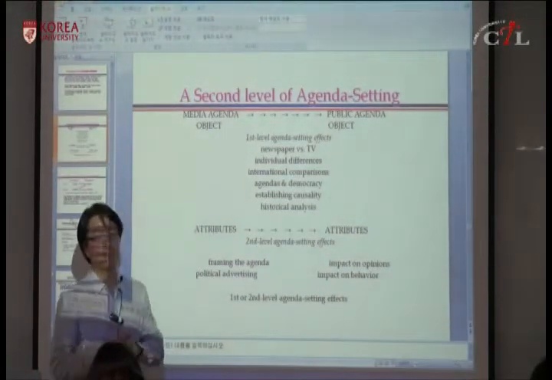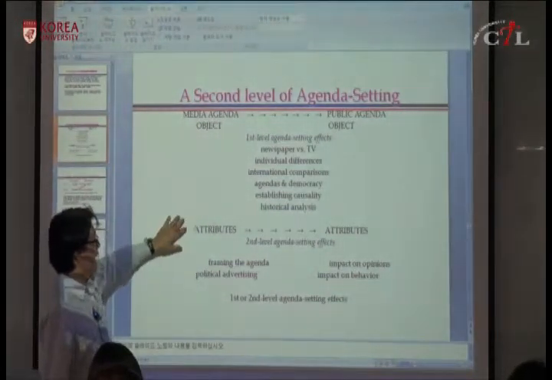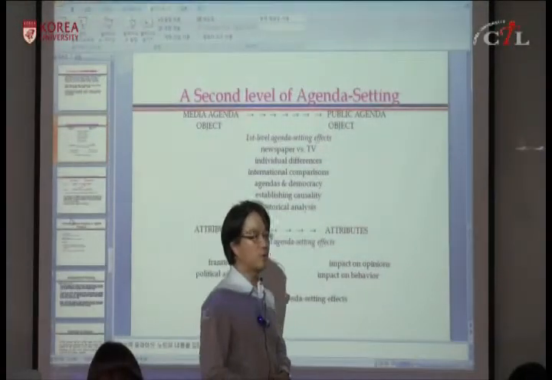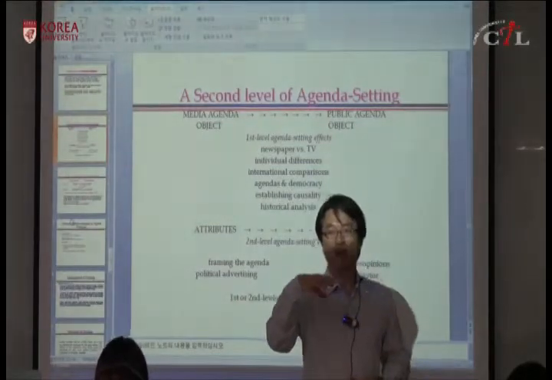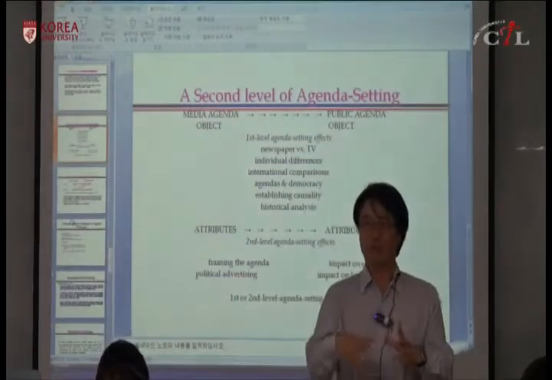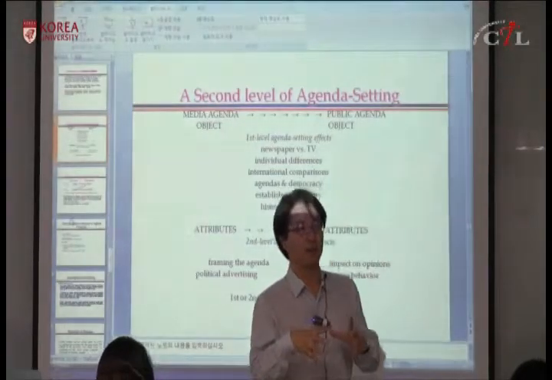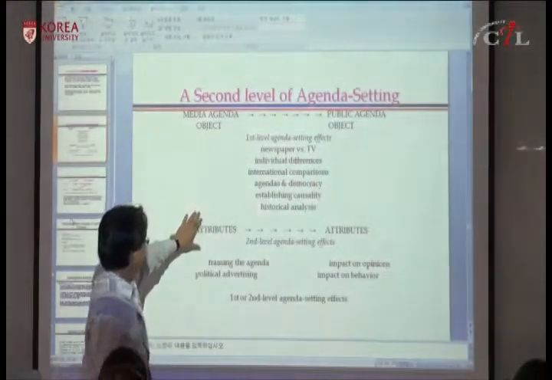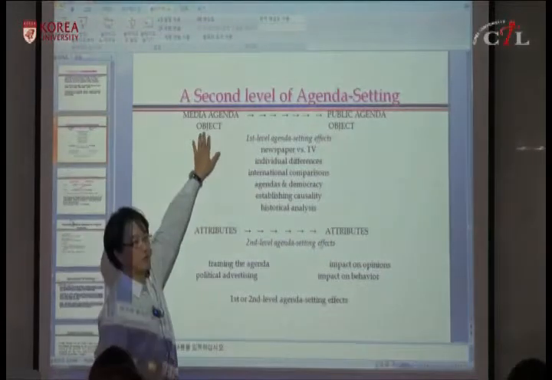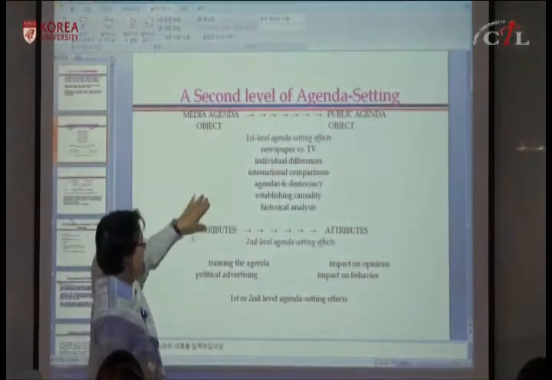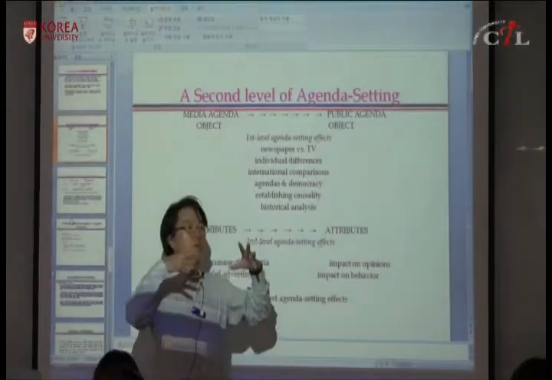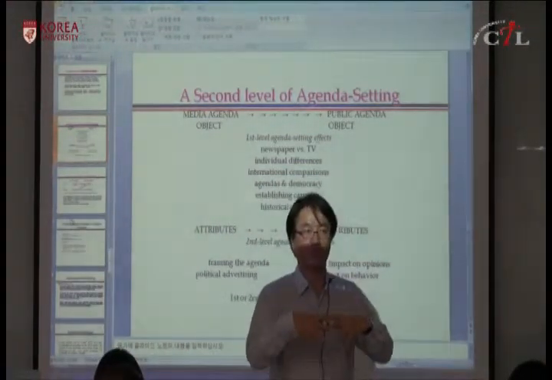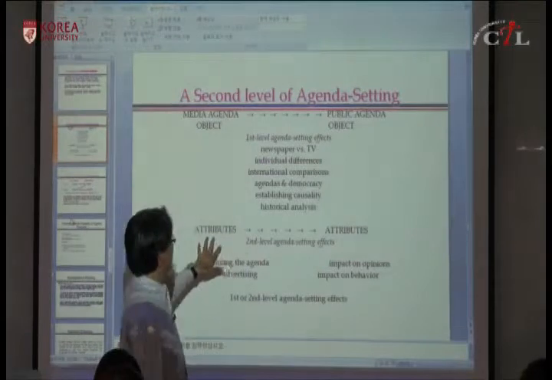And then later, scholars looked at the attributes. You know the attributes? Attributes means the characteristics and the contents themselves. The object is the actual topic and issues. Attributes are inside the topics, the characteristics and attributes.